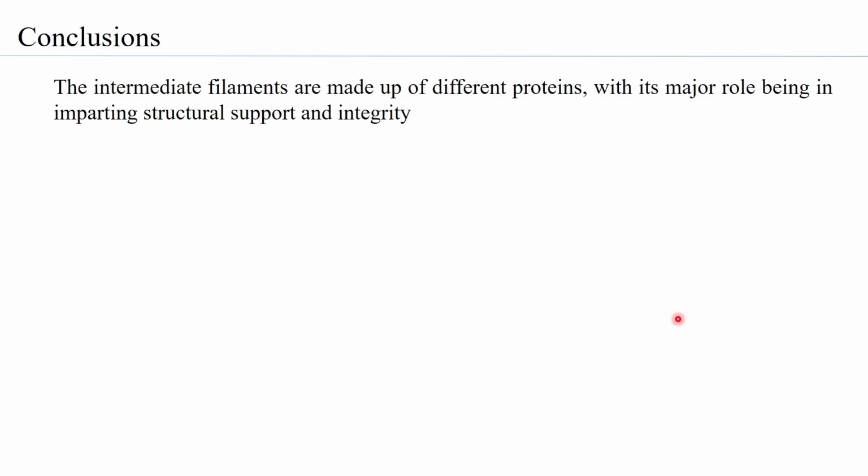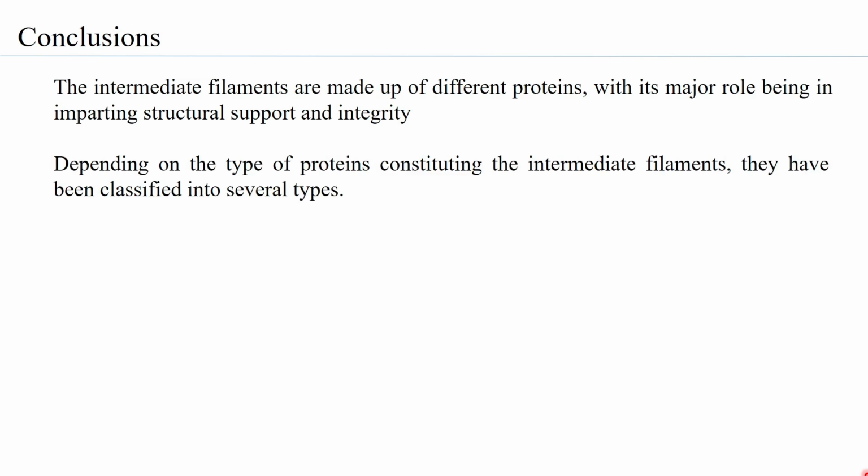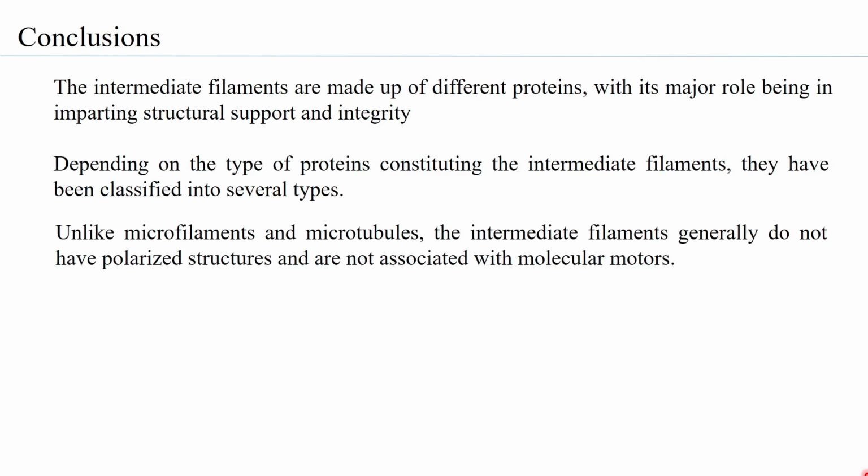So with this we make the conclusions. The intermediate filaments are made up of different proteins, with their major role being imparting structural support and integrity. Depending on the type of proteins constituting the intermediate filaments, they have been classified into several types. Unlike microfilaments and microtubules, the intermediate filaments generally do not have polarized structures and are not associated with molecular motors.